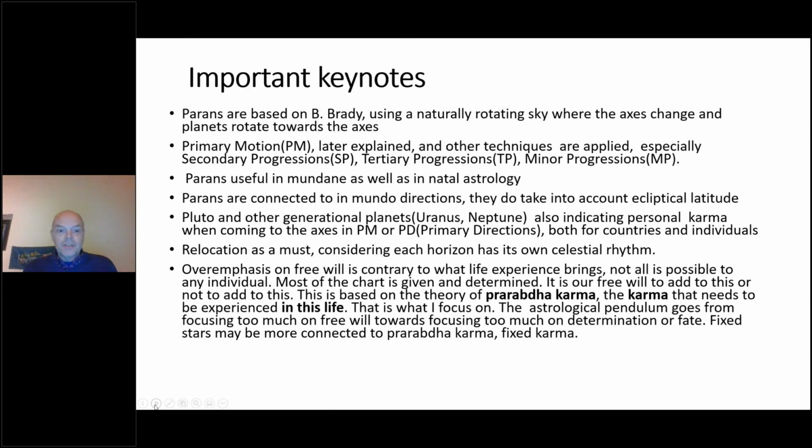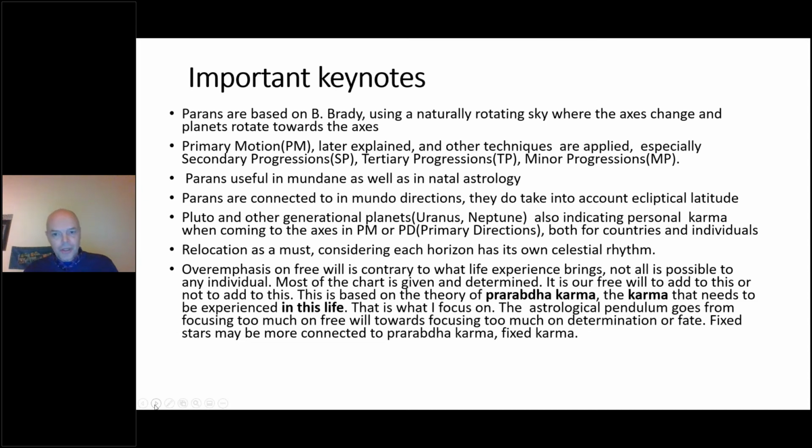An overemphasis on free will is contrary to what life experience brings. Not all is possible to any individual. This is something that bothers me. Most of the chart is given and determined in my way. It is our free will to add to this or not to add. This is based on the theory in India of prarabdha karma. There are different kinds of karma. Prarabdha karma is the karma that needs to be experienced in this life. That is what I focus on.